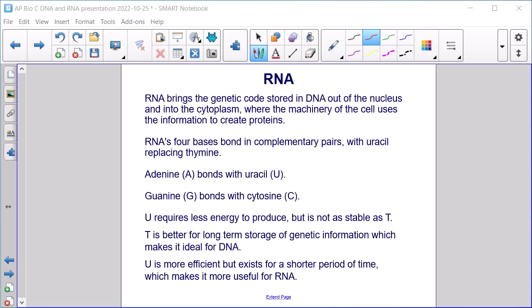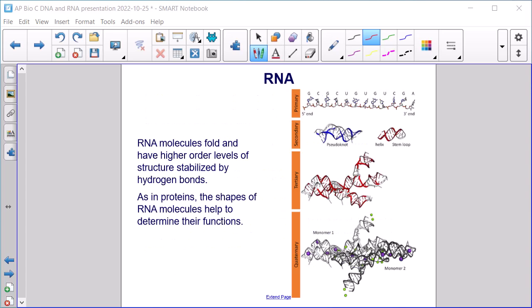U requires less energy to produce, but is not as stable as T. T is better for long-term storage of genetic information, which makes it ideal for DNA. U is more efficient, but exists for a shorter period of time, which makes it more useful for RNA.